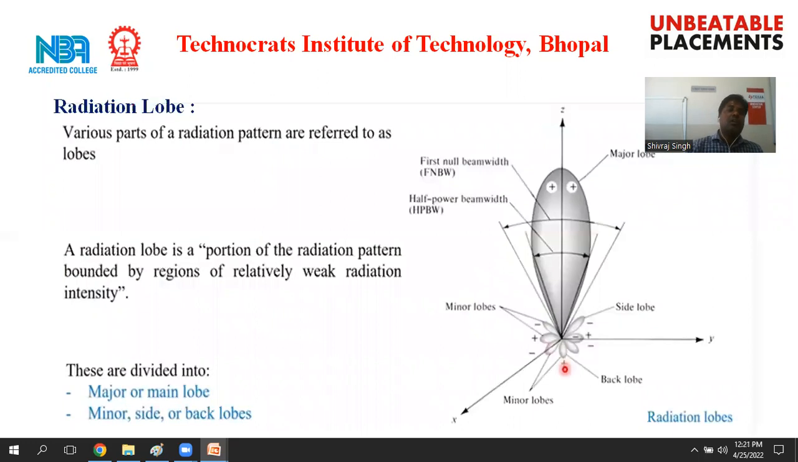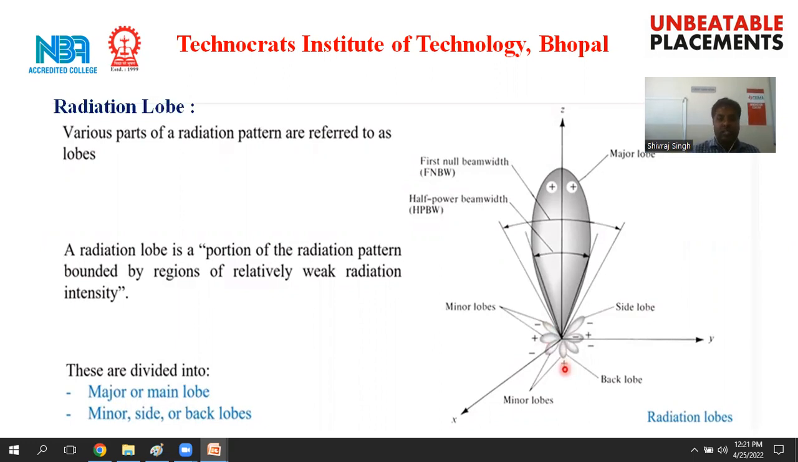Next is the radiation lobe. Radiation lobes are the different parts of the radiation pattern. If an antenna has a radiation pattern with different lobes, these are known as radiation lobes. There are different types of lobe: major lobe, minor lobe, side lobe, and back lobe, which are represented in this diagram.